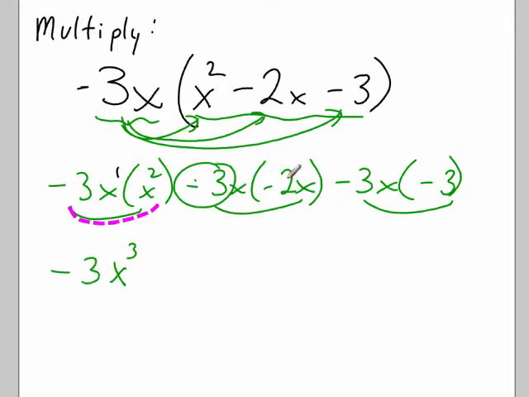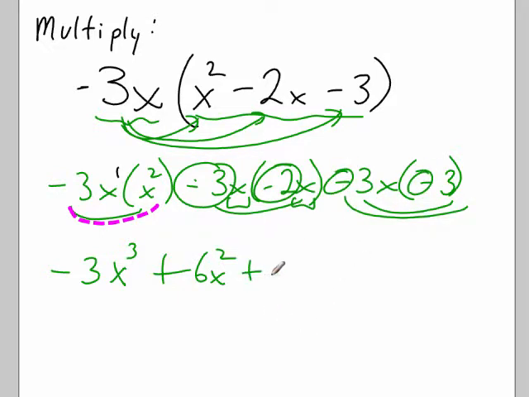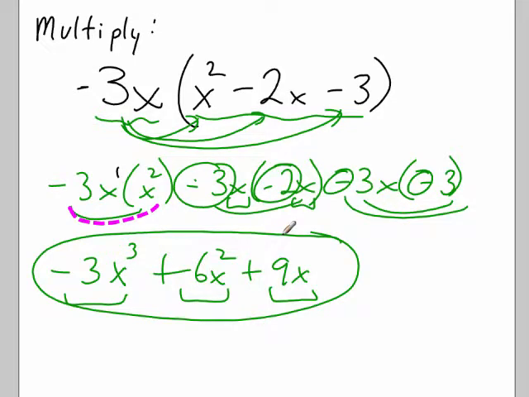Here we're going to have negative 3 times negative 2, which is positive 6. And if we multiply the x's, x times x will be x squared. And here the negative times negative will be positive 9x. And we're finished here because we do not have like terms. We have the same variable but different exponents. So that is our product.